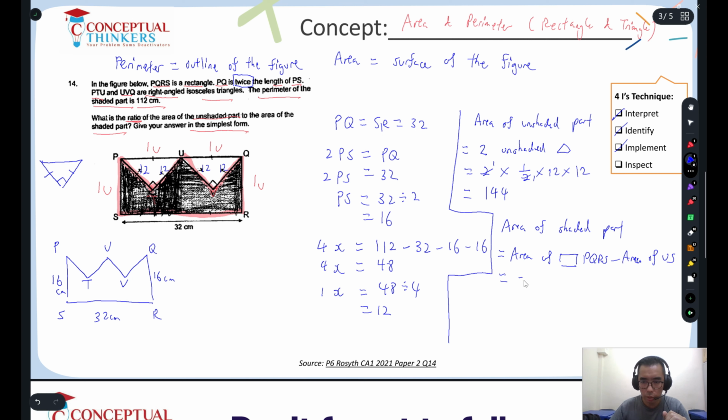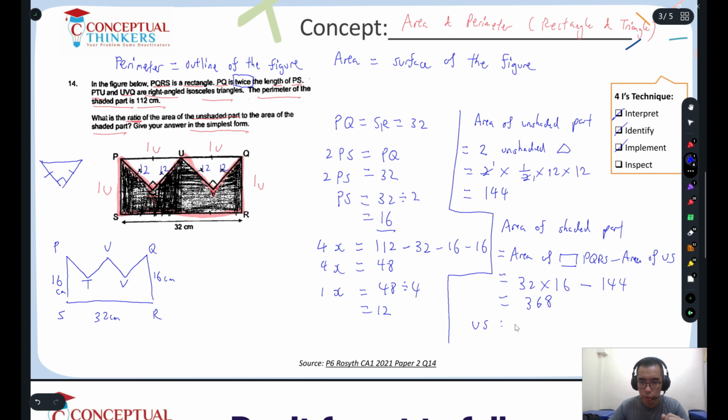The area of a rectangle is length times breadth. So the length here is 32. Now the breadth here we already calculated, which is 16. Okay, so we're going to minus away the area of the unshaded part, which is 144. Now this will give me 368. You can use your calculator to calculate this.